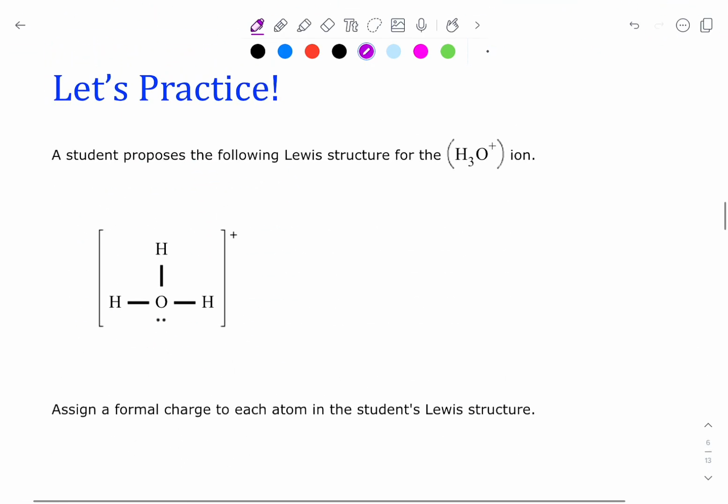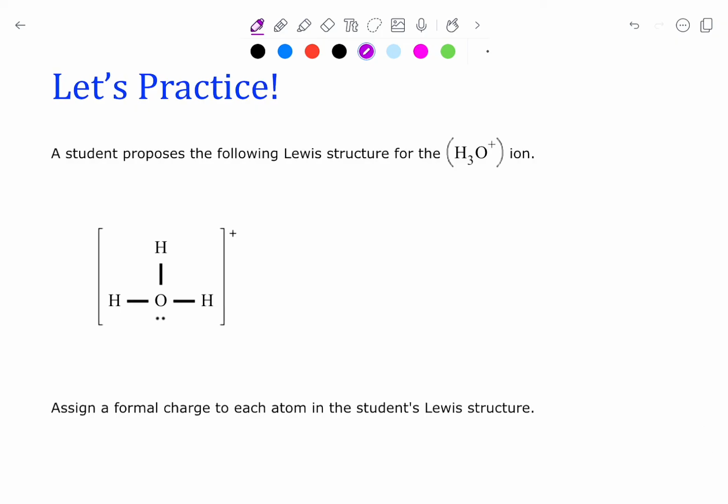Let's keep practicing. Let's try this one. So this is H3O+. This ion has a special name that we're going to learn about throughout this semester. This is called hydronium. The hydronium ion, okay, H3O+. So try to find the formal charge for each of these atoms.